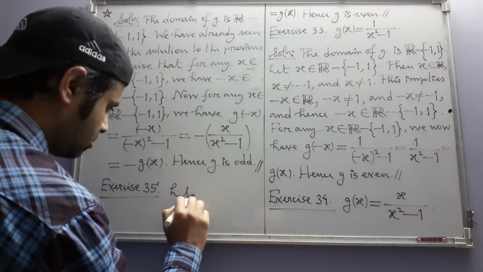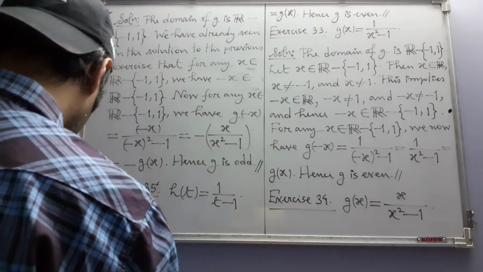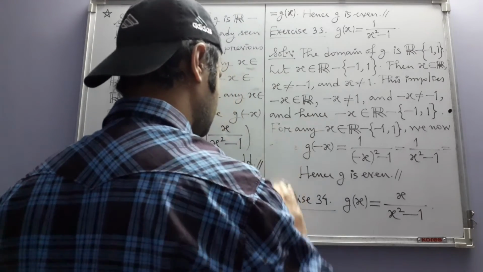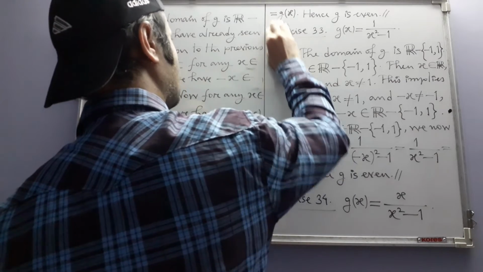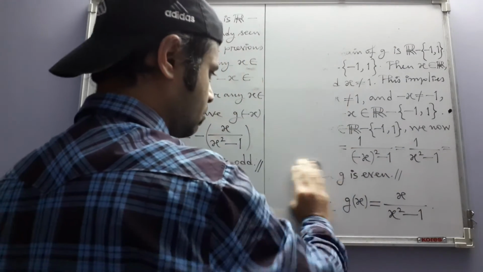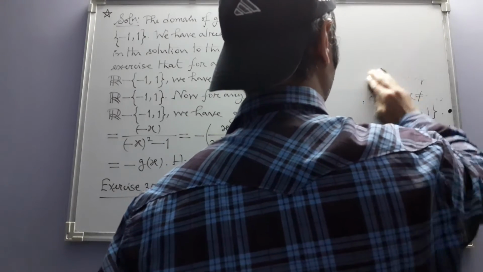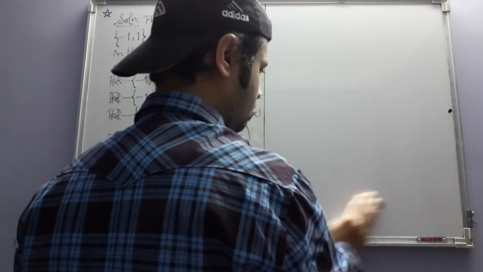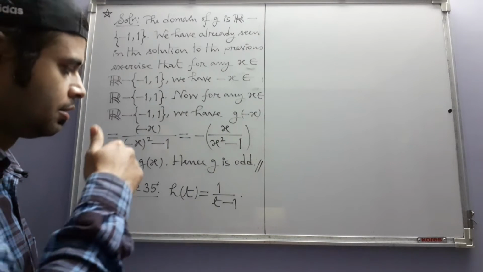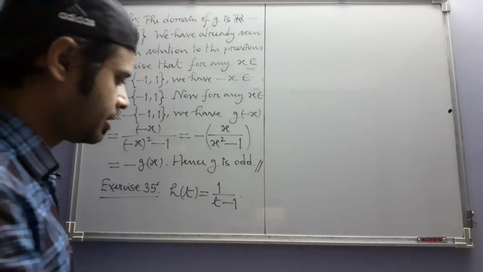H of t equal to 1 over t minus 1. So this exercise is a case in which that criterion, that for every element in the domain its negative also belongs to the domain, will itself fail. That is not true.